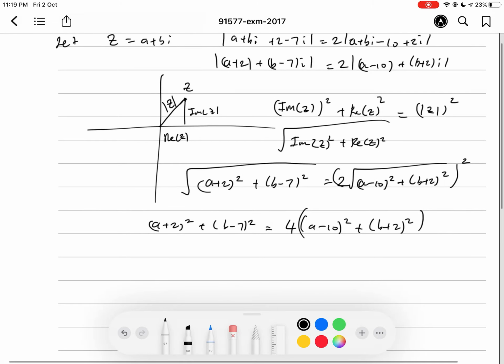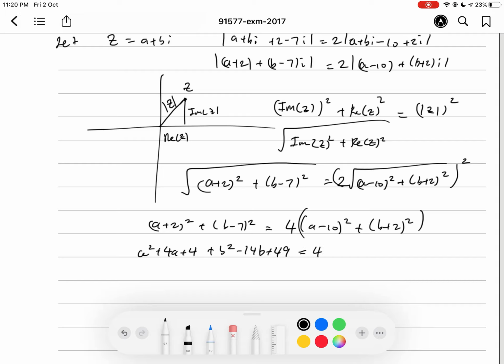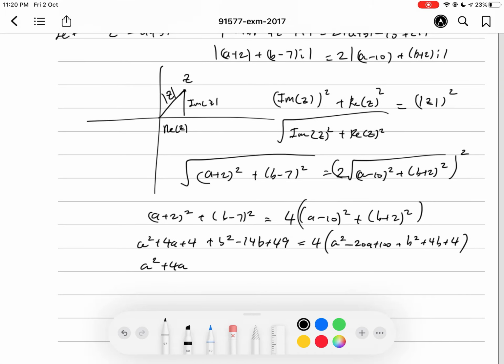Alright, so now we're going to expand our brackets. a plus 2 squared becomes a squared plus 4a plus 4. b minus 7 squared becomes b squared minus 14b plus 49. And that equals 4 times a minus 10 squared, which becomes a squared minus 20a plus 100, and b plus 2 squared becomes b squared plus 4b plus 4. Now we simplify a bit further. The left hand side stays the same for now, and that equals 4 times everything inside the bracket, so 4a squared minus 80a plus 400 plus 4b squared plus 16b plus 16.